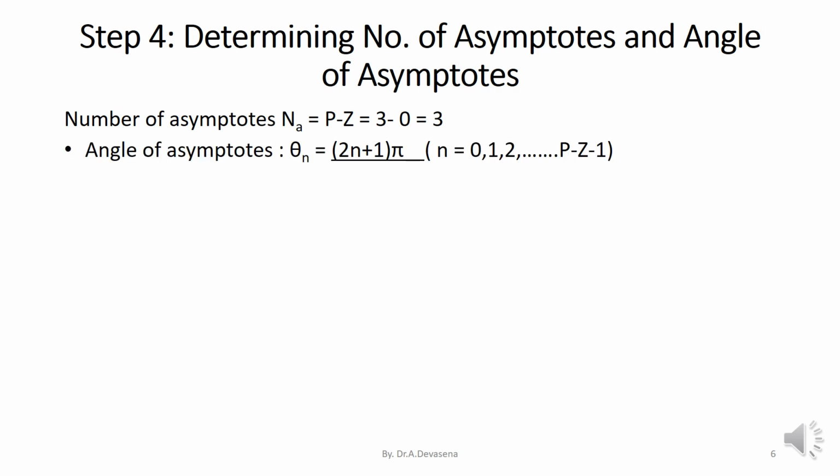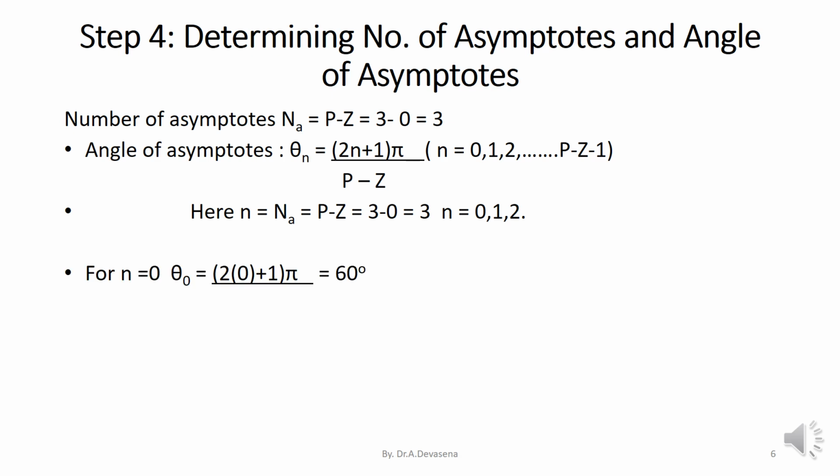Now we are going to calculate the angle of asymptotes. The formula for calculating the angle of asymptotes is theta suffix n is equal to (2n plus 1) into pi divided by p minus z, where n is equal to 0, 1, 2 and it goes on up to p minus z minus 1. Here n goes up to na, that is p minus z, which is 3. Therefore, we consider the values of n as 0, 1 and 2.